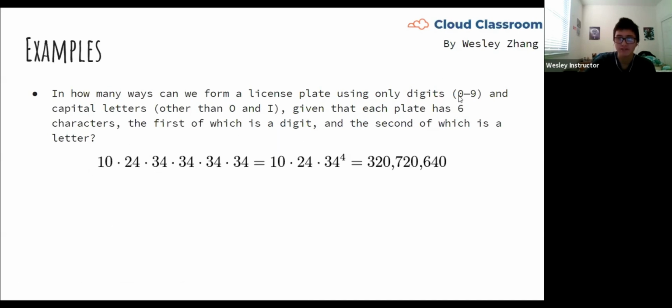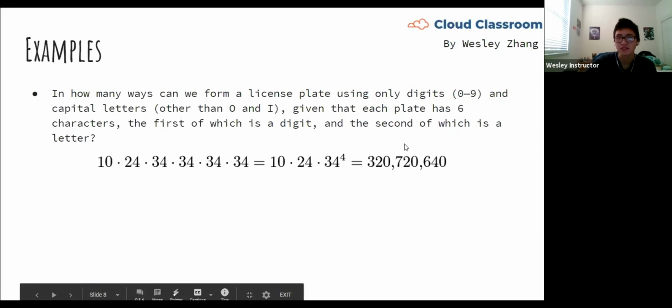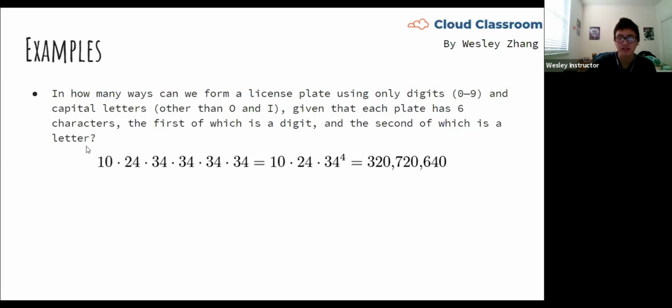The first of which is a digit. I have 10 digits to choose from. So the first number is 10. The second of which is a letter. There are 26 letters in the alphabet total, A through Z, but I can't choose O or I. So that takes away two options. So in total, I have 24 options. So this becomes 24.